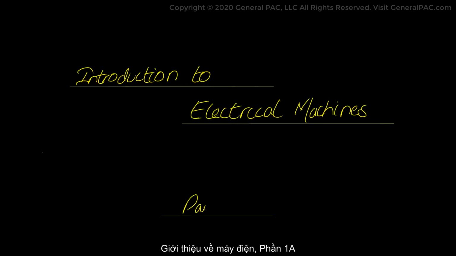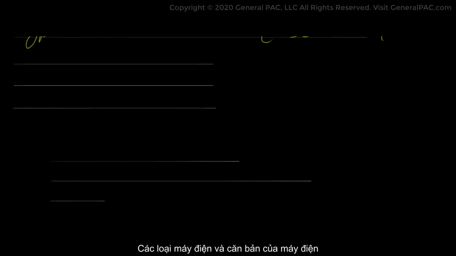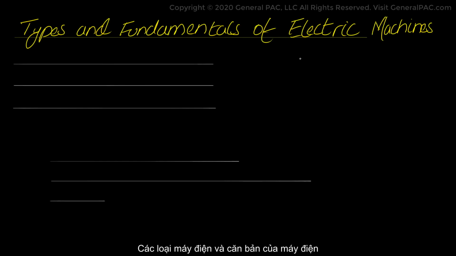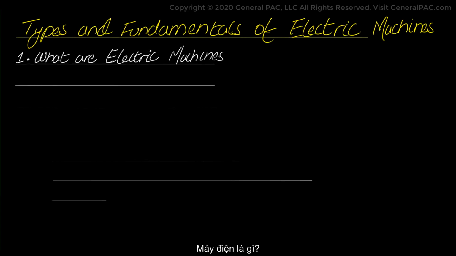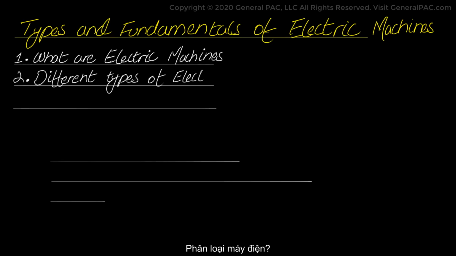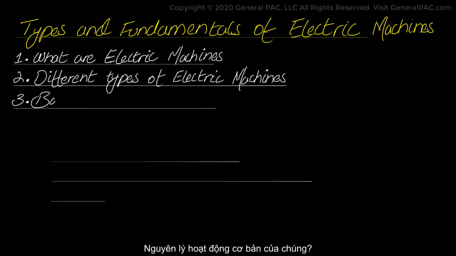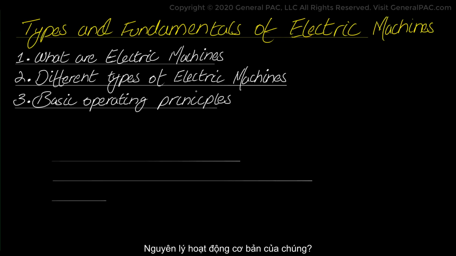Introduction to Electric Machines Part 1A. Types and Fundamentals of Electric Machines. Now this is the first part of Topic 1 in the series of electric machines. In this part, we will try to answer the following introductory questions. What are electrical machines? What are the different types of electrical machines? What are the basic operating principles involved?